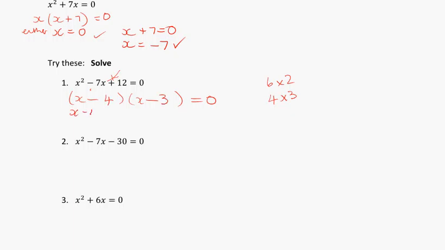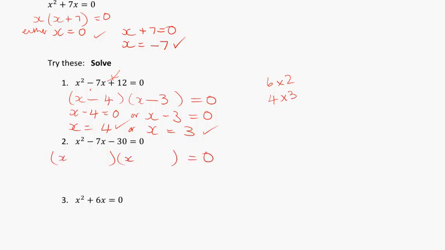So x minus 4 equals 0, or x minus 3 is equal to 0. And my two solutions are 4 and 3. Great. Okay, next one. Factorize first.